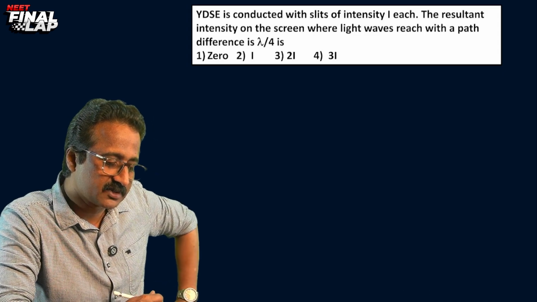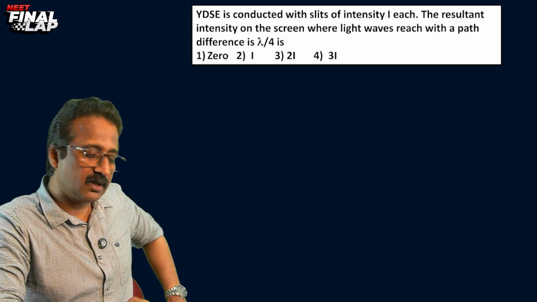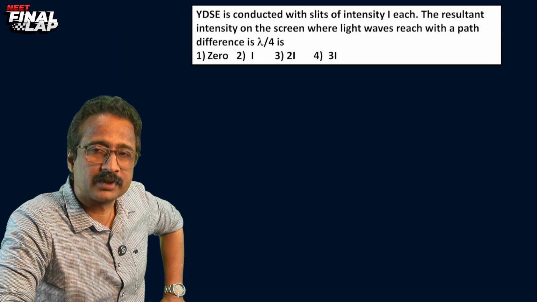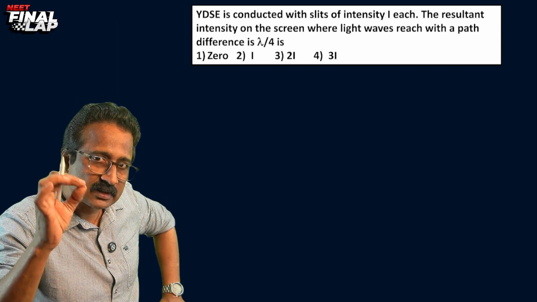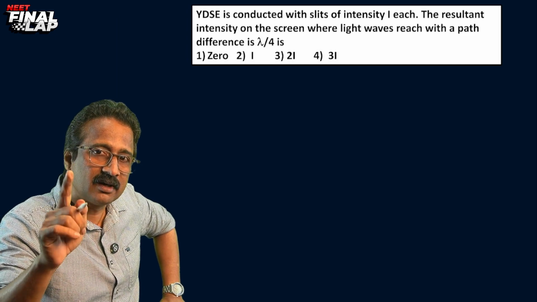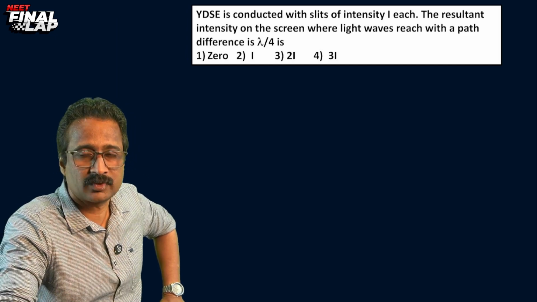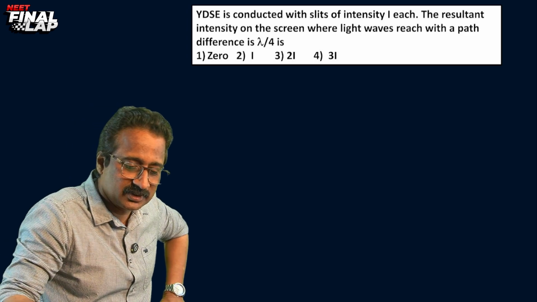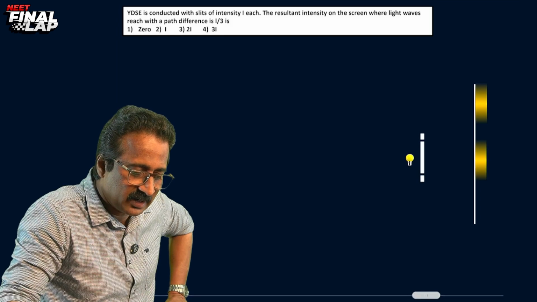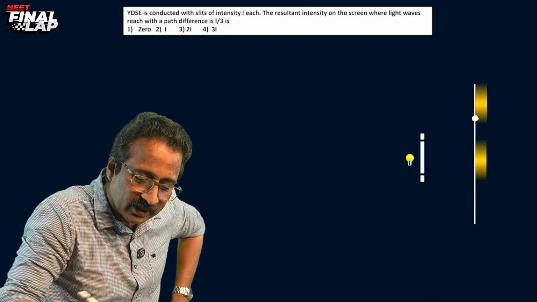YDSE is conducted with slits of intensity I each. The resultant intensity on screen where light waves reach with a path difference of lambda by 4 is. So you are required to find the resultant intensity at a particular point on the screen, and that point has a path difference of lambda by 4 when light reaches there. Let's see how to deal with this. Yes, here the point can be somewhere here, lambda by 4 can be some point like this. The lambda by 4 intensity point.